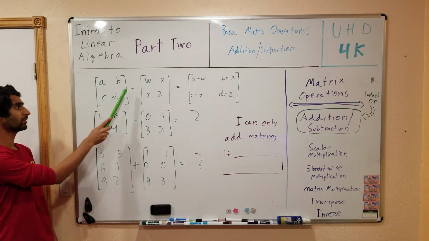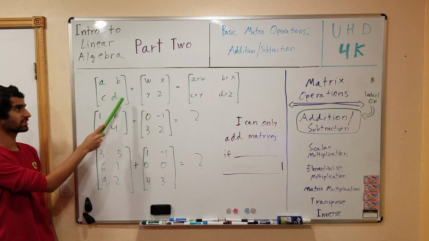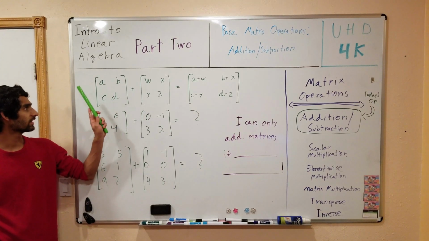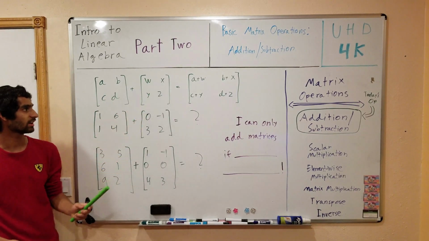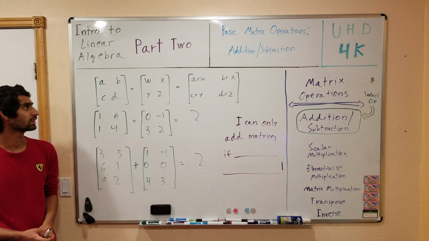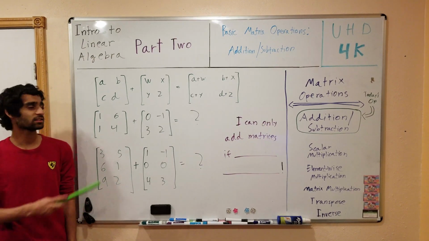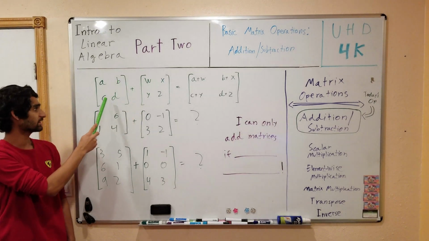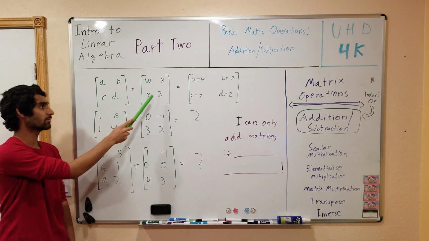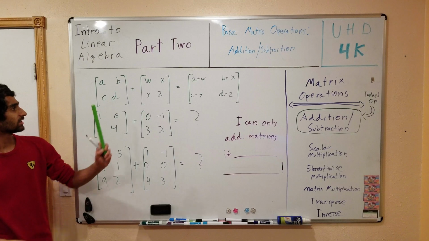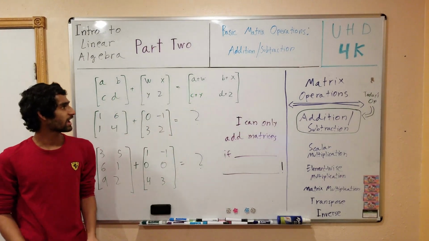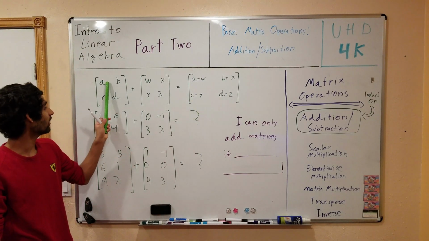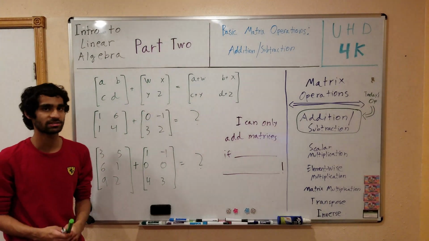All you got to do is perform the respective operation, addition or subtraction, on the individual elements. So let's say I'm adding these two matrices, A, B, C, D and W, X, Y, Z. I'm using variables in place of numbers. All I got to do is add the corresponding elements. So A corresponds to W, B corresponds to X, C corresponds to Y, and D corresponds to Z. The sum of these two matrices is A plus W, B plus X, C plus Y, D plus Z. All I did is add up the corresponding elements.